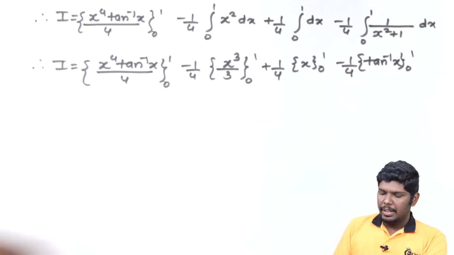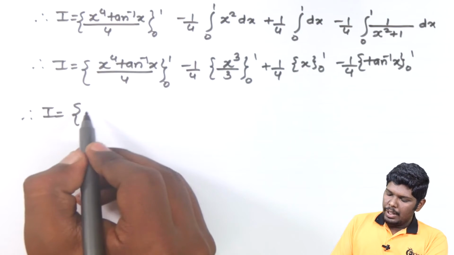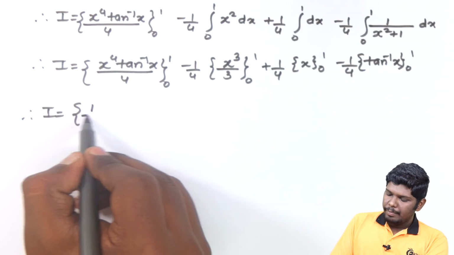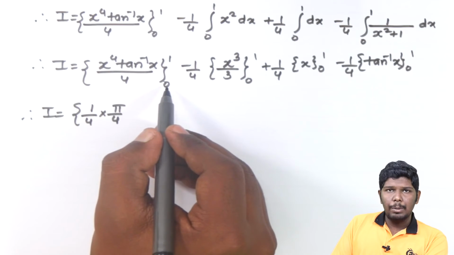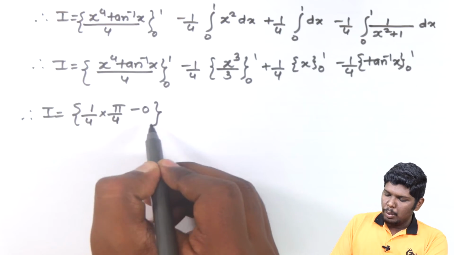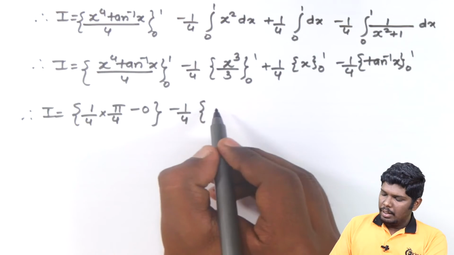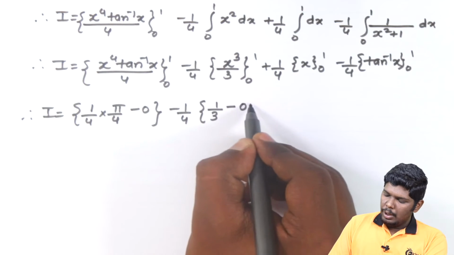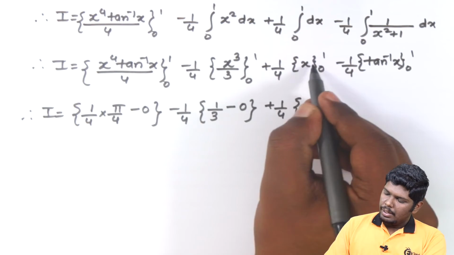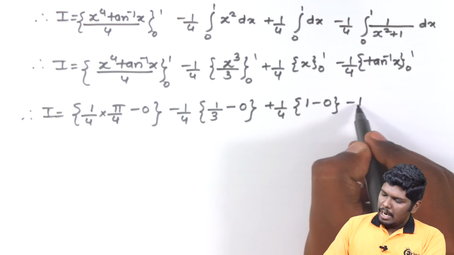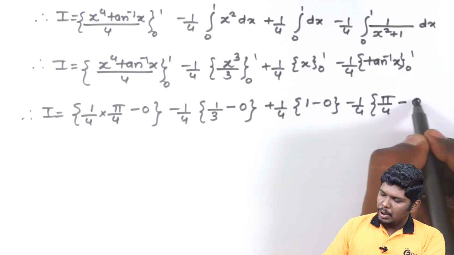Now let us substitute both the limits. This will give you, substituting upper limit x as 1, 1 raised to 4 is 1 upon 4 tan inverse of 1 is pi by 4. If you substitute x as 0, the entire part becomes 0. Minus 1 by 4. If I put x as 1, this will give you 1 by 3 and 0 will give you 0 only. Plus 1 by 4, this will give you 1 minus 0, and minus 1 by 4, tan inverse of 1 is again pi by 4 and tan inverse of 0 is 0.